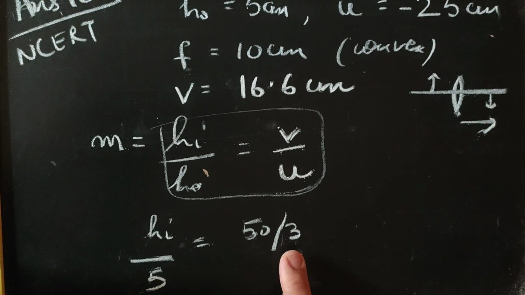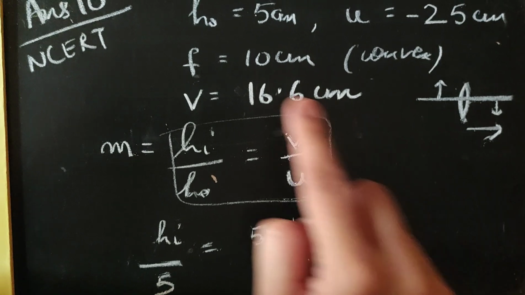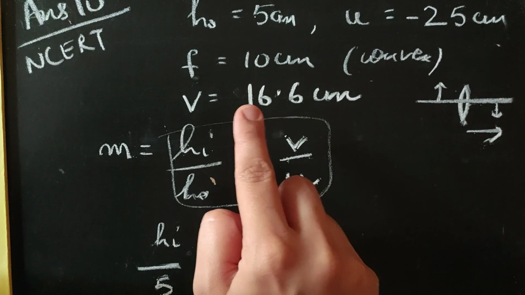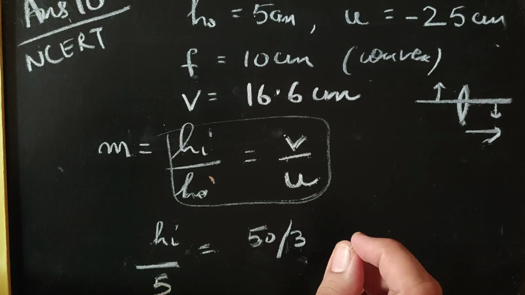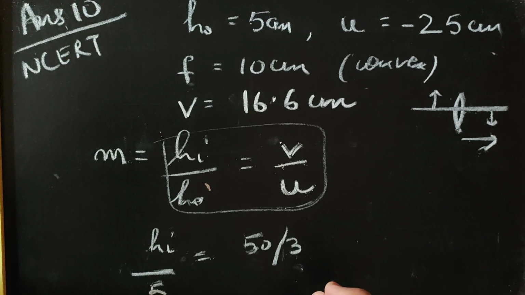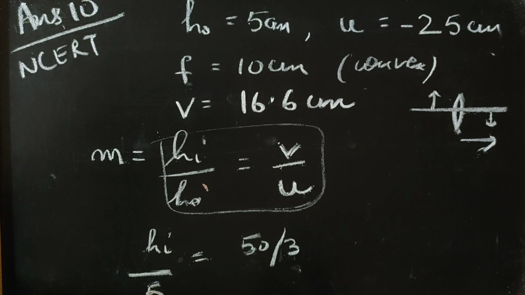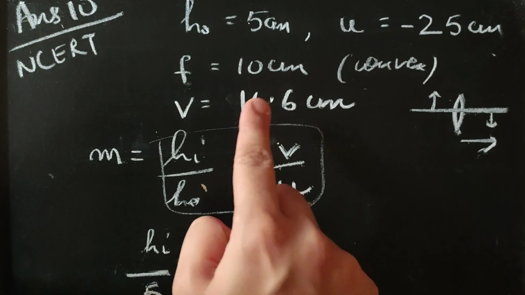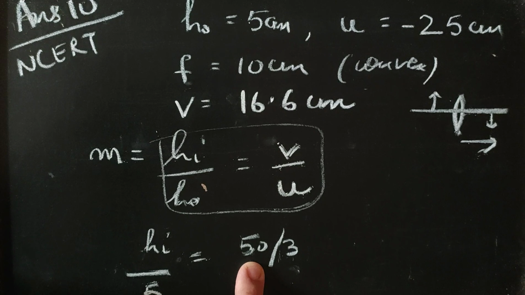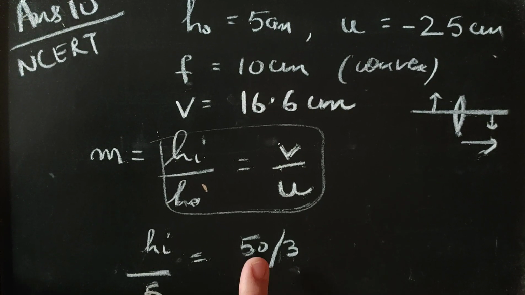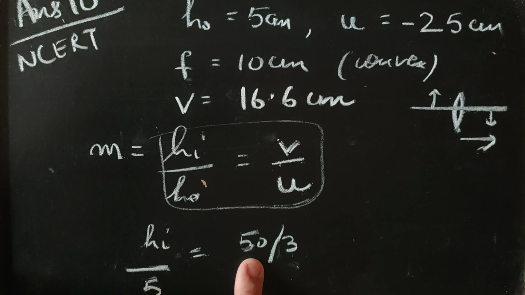If I use 50 by 3, I will get some answer. The answer that I get by terminating the decimal and writing 16.6 and then calculating, the answer will be slightly different, but it won't be considered wrong. Students, be careful. Don't worry, even if you use V as 16.6 here instead of 50/3, it won't be considered wrong. I am only doing this to simplify my calculation.